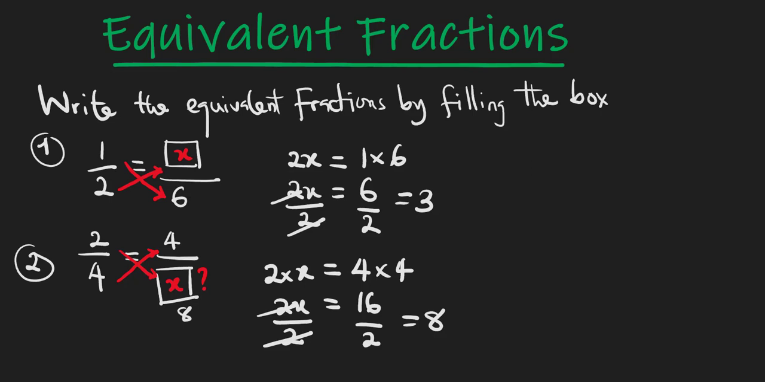We can check it. We said this one is 3. 1 times 3 is 3, and 2 times 3 is 6. Then we have 2 times 2 is 4, and 4 times the same 2 is 8. So I say it's very, very easy. Let's see more examples.